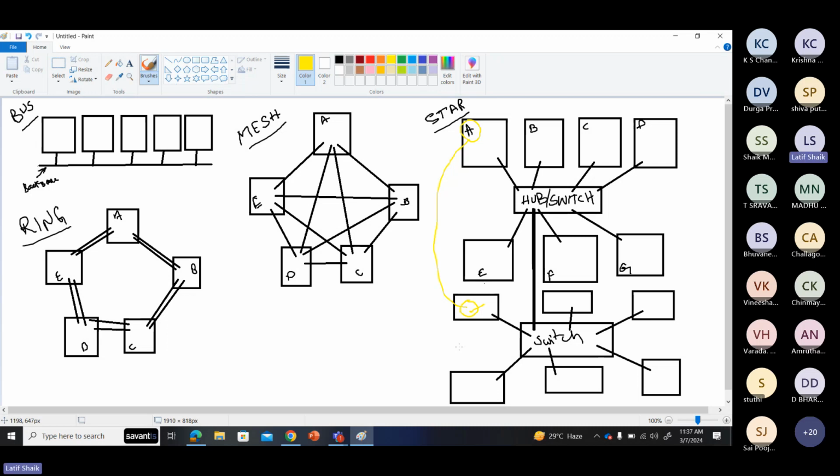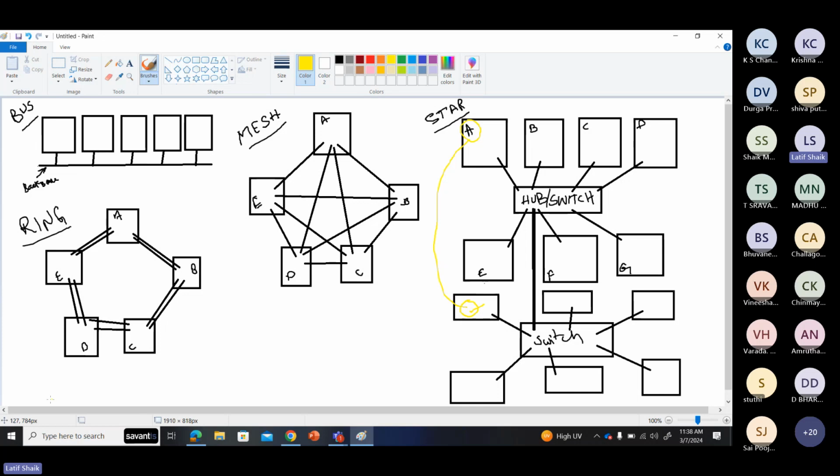If any cable or device is down, only that connected device does not communicate, and the remaining communication goes on. But if the centralized device is down, all communication stops in a star topology. If you connect one centralized device to another centralized device, it is called an extended star topology. By using the extended star topology, you can scale your network size.